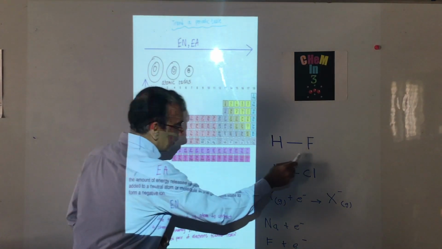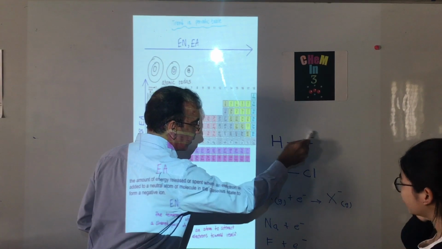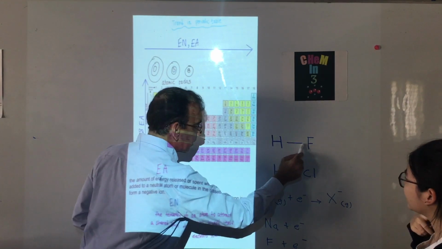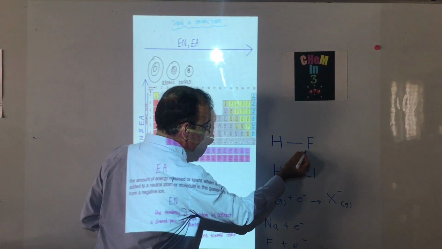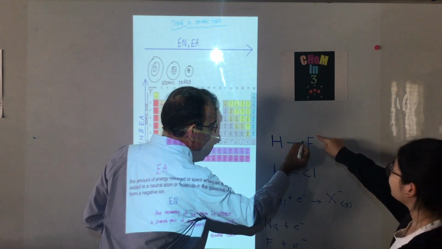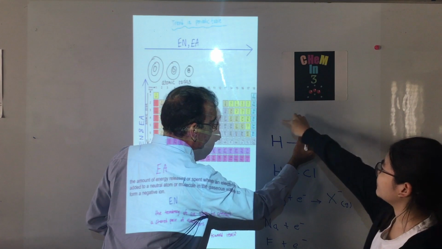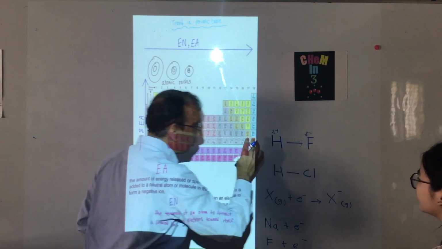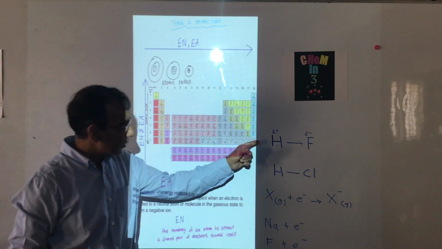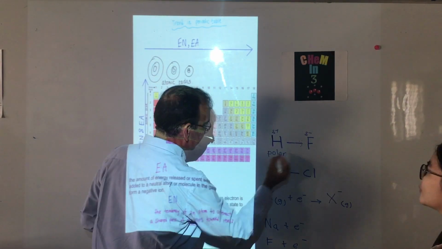You said here is more En, electronegativity, right? What does that mean for the electrons? They would move here, and then what kind of charge would you have here and here? If the electrons are moving more here, here would have a little bit of a minus charge, and here a little bit of a plus. So then this entire molecule, what do you call that type of molecule where you have a positive side and a negative side? Polar molecule, right?